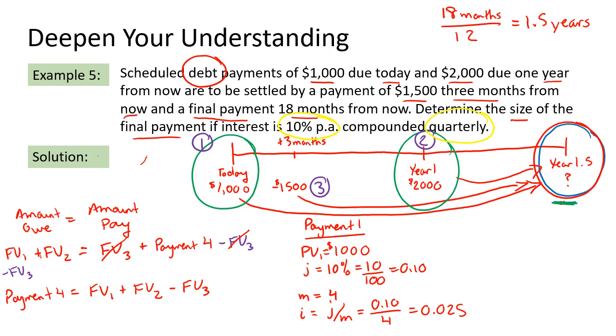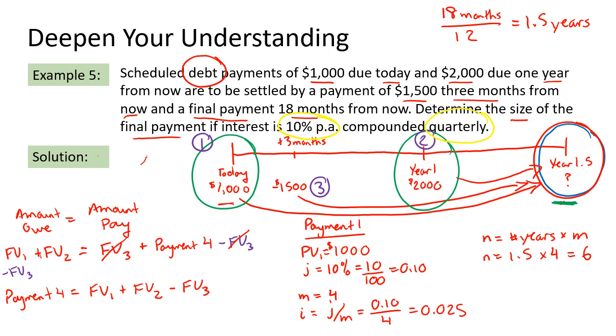The last item you have to calculate is your total number of compounding periods, N, which is equal to the number of years multiplied by your number of compounding periods per year. We know this first payment is today, and we're looking 1.5 years into the future. So our number of years is 1.5, and our number of compounding periods per year that we calculated was 4. So our value for N in this case is 6. Okay, so that is for this first scheduled debt payment. All right, the next one, I'm going to move to the next page.